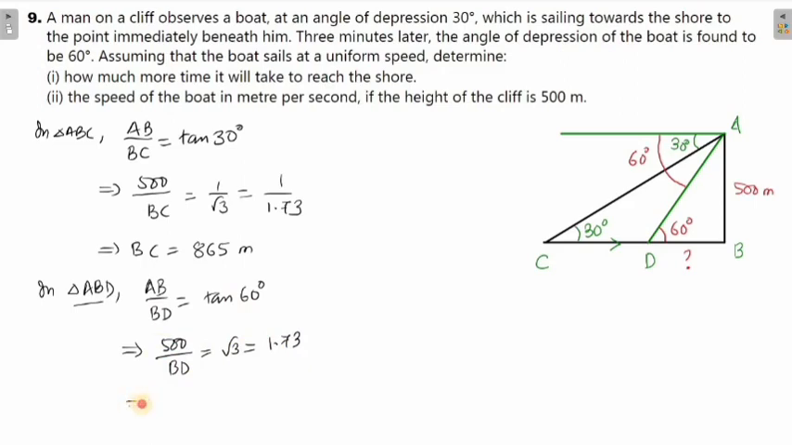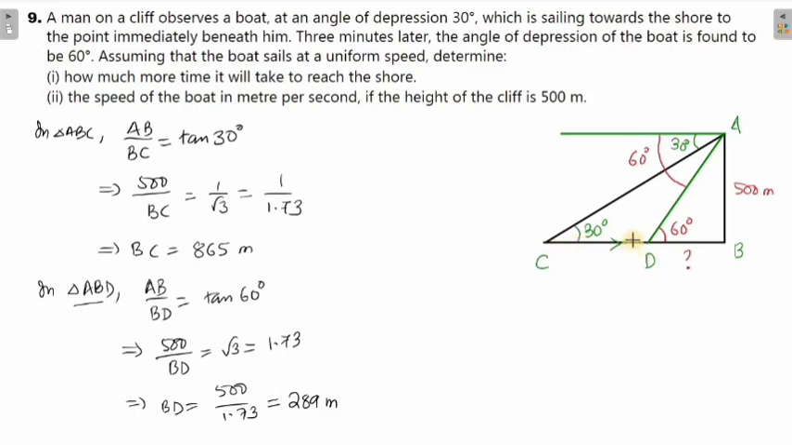So from here BD will be equal to 500 by 1.73. Now when you evaluate this, 500 divided by 1.73 gives you around 289. So this will be 289 meters. That's what we get. Now the question is, how much more time? By the way, let me find what is CD first and foremost.